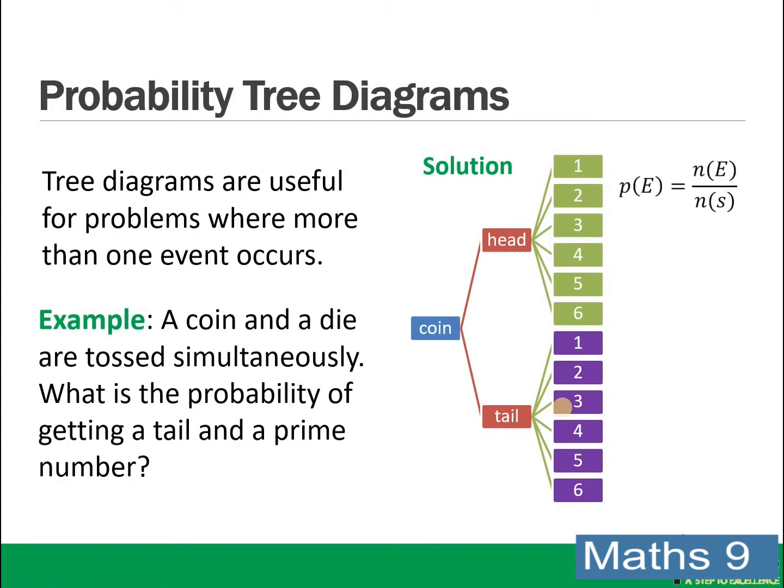The probability of an event happening is the size of the event space divided by the size of the sample space. So if we want to get a tail and a prime number, then it could be any of these. It has to be a tail first, and then a 2, 3 or a 5. So there are 3 ways to do it, out of a total of 12 different outcomes. So the probability is 3 out of 12, which is a quarter.